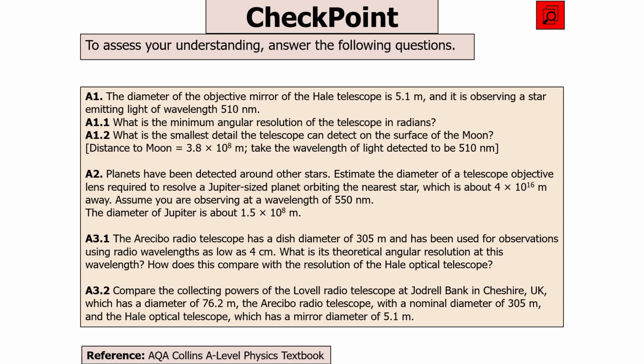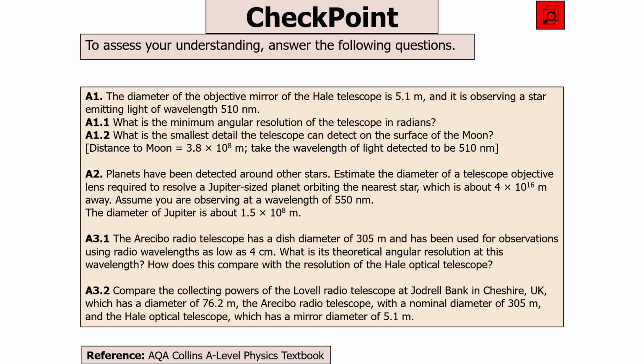The next question says the diameter of the objective mirror of the Hale telescope is 5.1 meters and it's observing a star emitting a wavelength of 510 nanometers. What is the minimum angular resolution of the telescope in radians? What is the detail the telescope can detect on the surface of the moon?